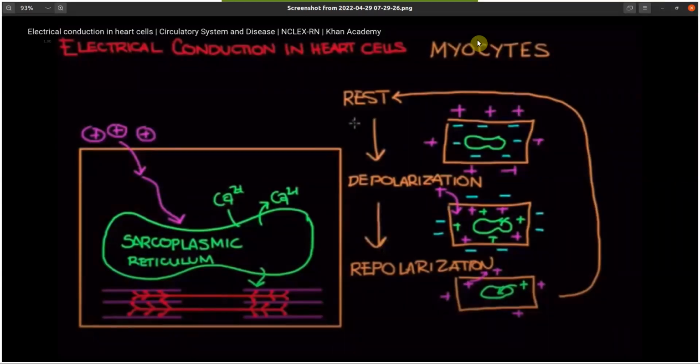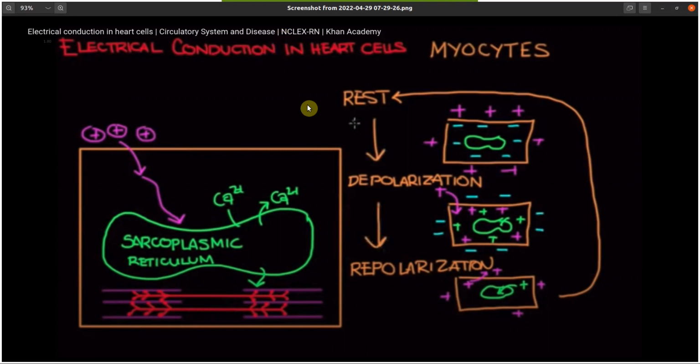So today we'll be studying electrical conduction in heart cells, all right? And so what happens? Here we have the myocytes, which are the heart muscle cells. We have the sarcoplasmic reticulum, which will put out the calcium. And so here's the myocyte, the box.